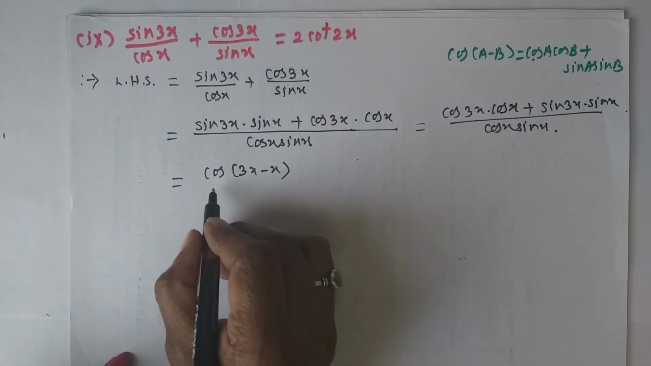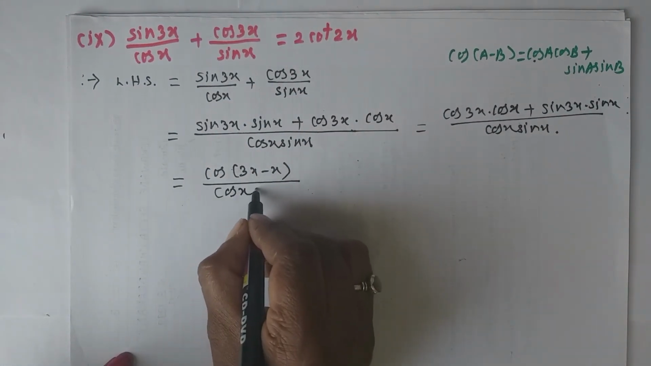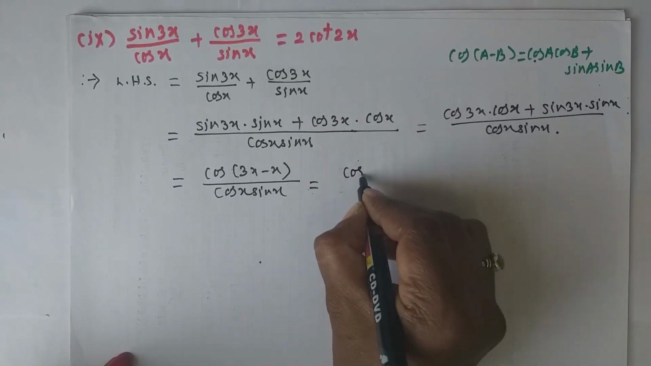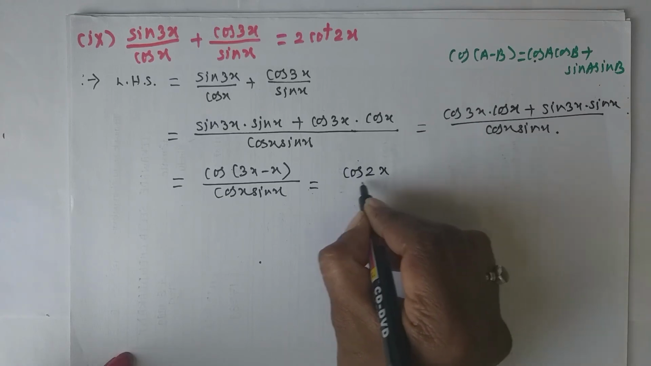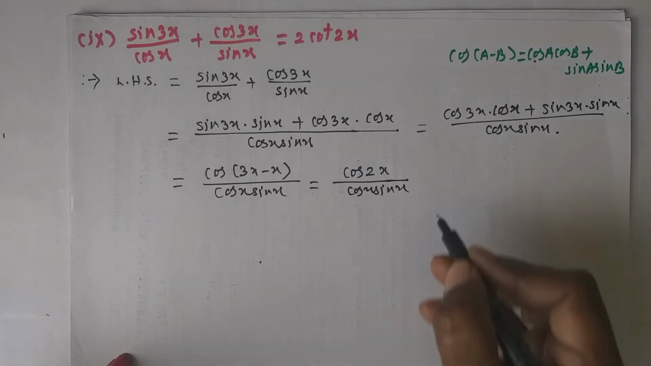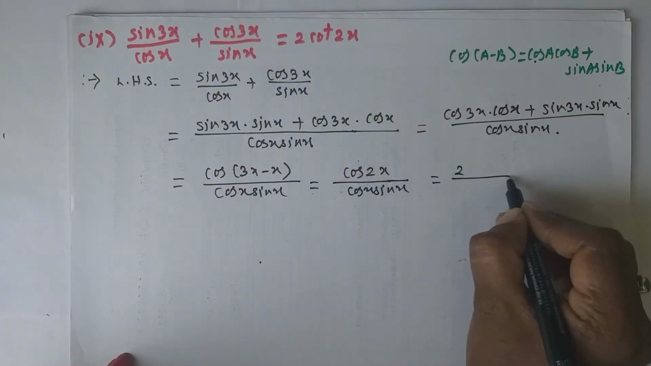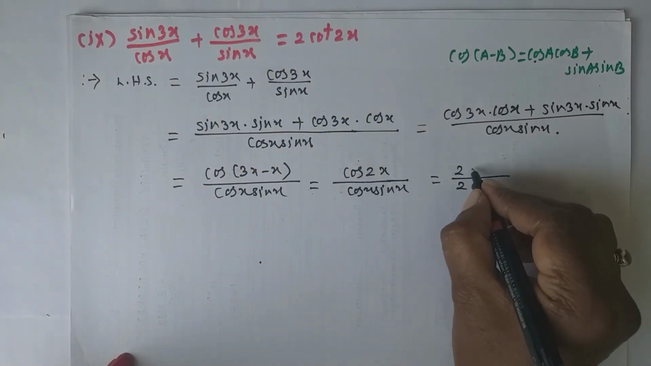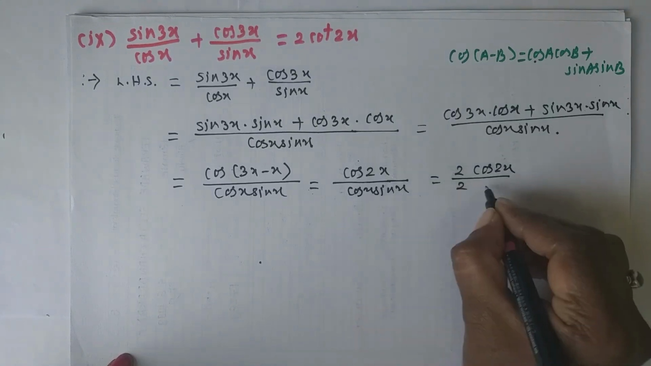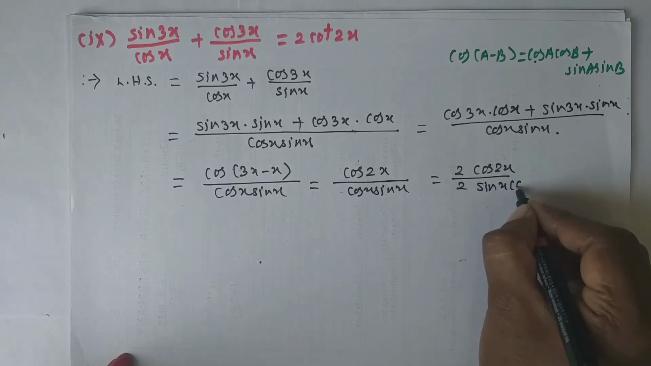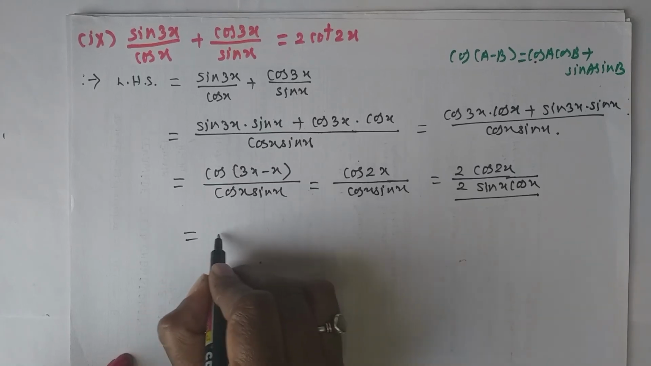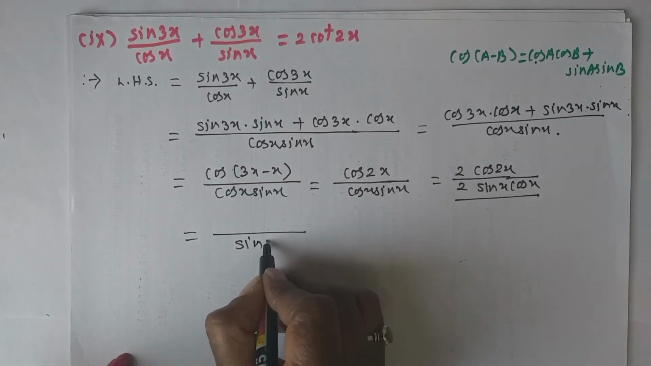Means this is cos 3x minus x divided by cos x into sin x. And what is this? This is nothing but cos 3x minus x, means cos 2x, divided by cos x sin x. Now here I will divide and multiply the numerator and denominator by 2. Therefore write down 2 cos 2x and I will rearrange these terms as sin x cos x. And what is this? 2 times sin x cos x, that is nothing but sin 2x.